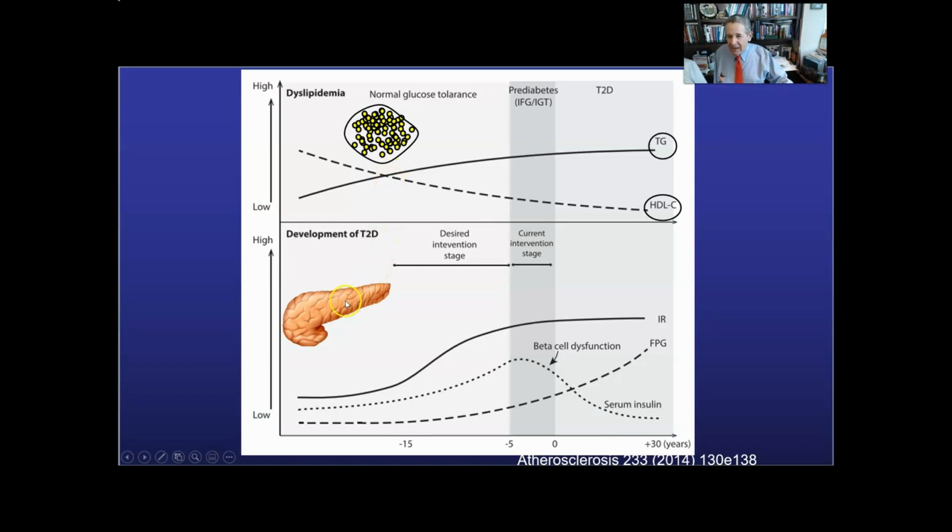And here, the pancreas is still normal, but like the liver, the pancreas is starting to fill up with fat. And what the fat is doing is it's decreasing the ability of the beta cells to produce insulin. And this is where the fasting blood sugar goes up.